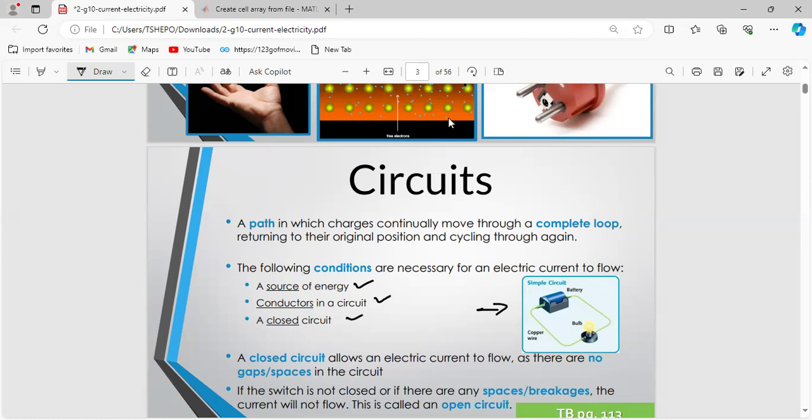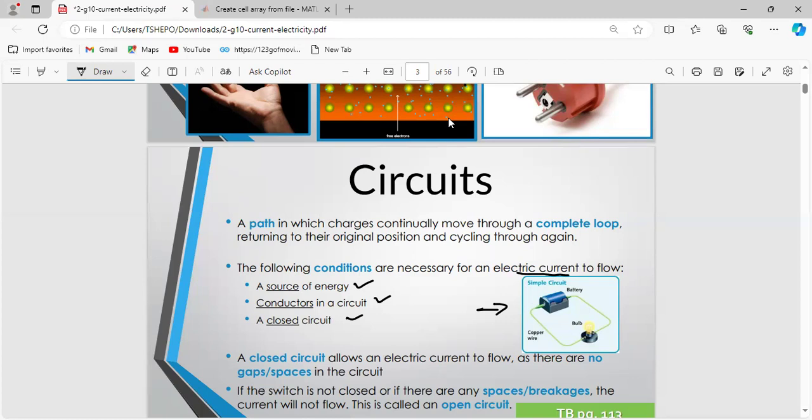Remember, what is electric current? It is the rate of flow of charges. Rate simply means time: the time it takes for these charges. Remember, I said copper wire has electrons, right? So those charges, those electrons, the way they flow inside of this circuit, that's what we mean by electric current, okay? So for us to have electric current, we need these simple conditions.